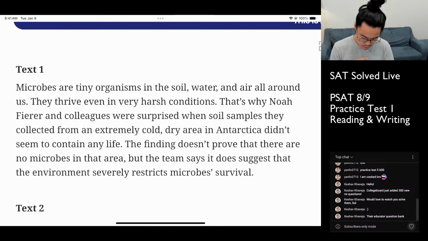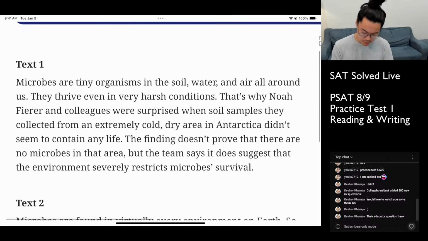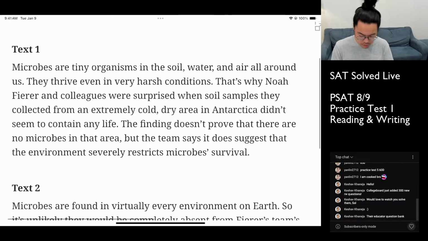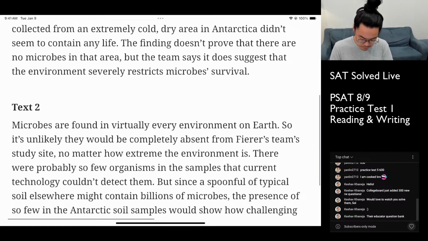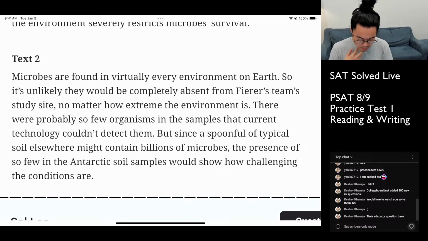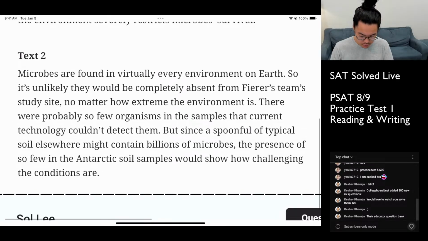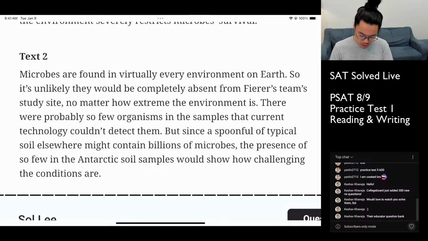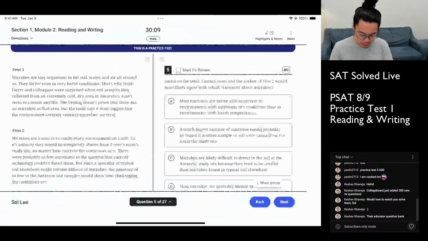Microbes. Thrive in harsh, extremely cold, didn't seem to contain any life. We would have expected them there, but that doesn't prove there's no microbes. Maybe their sample just sucked. Microbes are found virtually everywhere. It's unlikely. Okay, so we agree. Okay, maybe it was in the sample, but our technology is lacking. Okay, so that was different from my prediction. How challenging. Okay, yeah. Challenging. So they completely agree with each other, by the way.